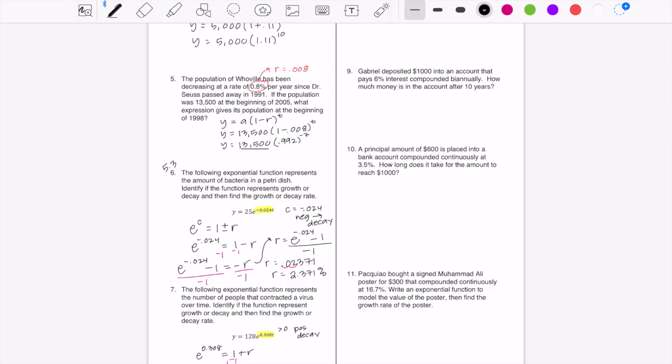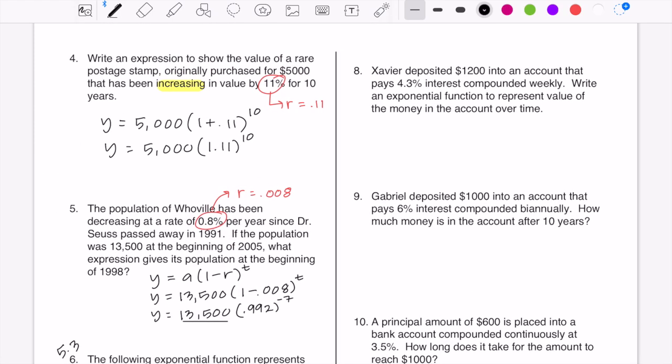Okay, last column here. Xavier deposited $1,200 into an account that pays interest compounded weekly. So if it says compounded, you're either using continuous or when it's compounded more than once per year. So our equation is P times (1 plus R over N) to the NT. Okay, so we're going to make sure we get this information.